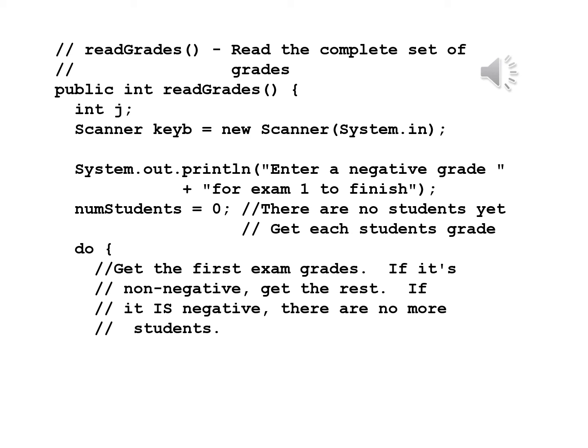We're now going to use a do-while loop because we know we need to go in here at least once. We'll get the first exam grade. If it's non-negative, we'll get the rest. If it is negative, then we know there are no more students, and we will simply quit the method.